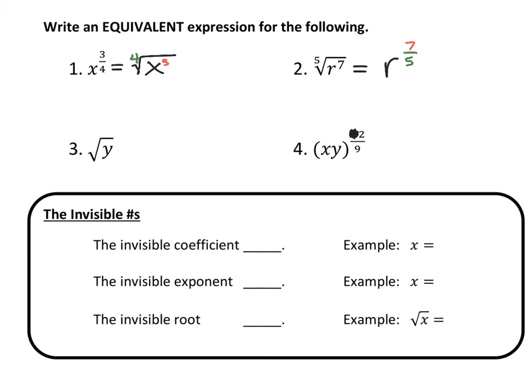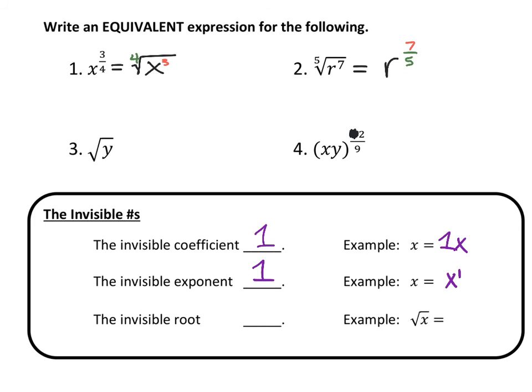What is the invisible coefficient? 1. Because any x is the same as saying 1x. What did we learn about the invisible exponent? It's always 1. X is the same as x to the first power.